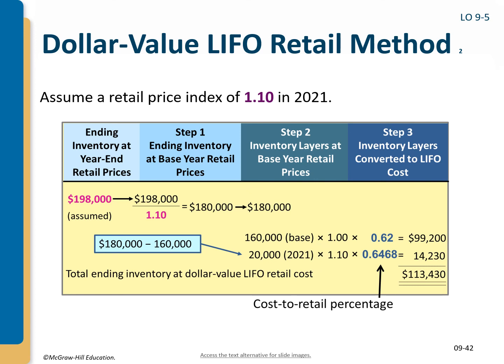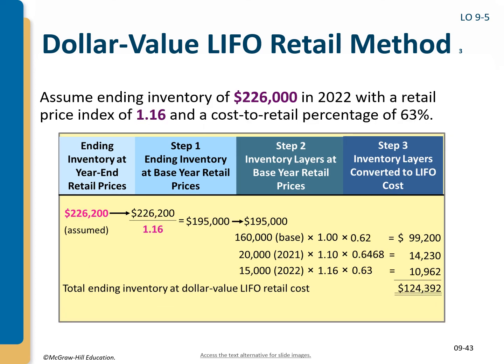And that's what we want out of LIFO. We want the lowest inventory value and the highest cost. So you couldn't escape it anymore. We carry dollar value LIFO with us into this chapter. Assume instead, well, maybe the next year, ending inventory is 226. Price index is 1.16, and the cost to retail percentage is 63% for that year.